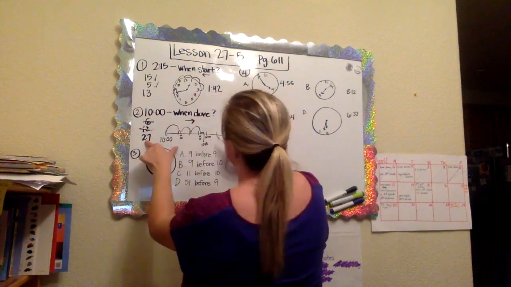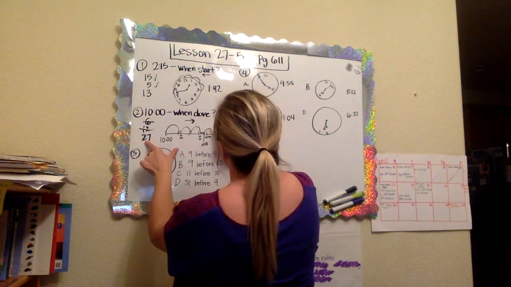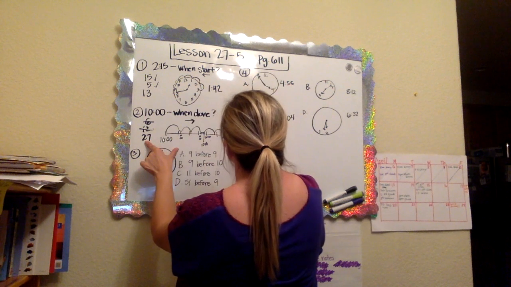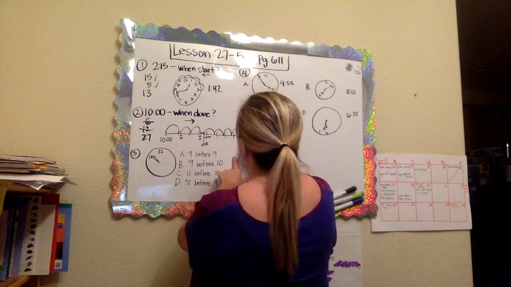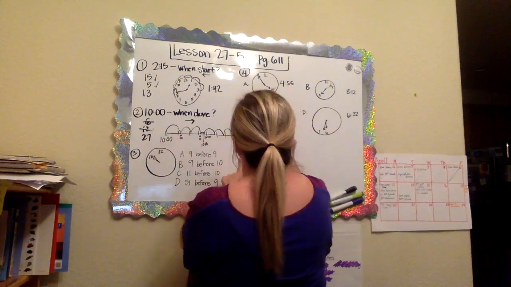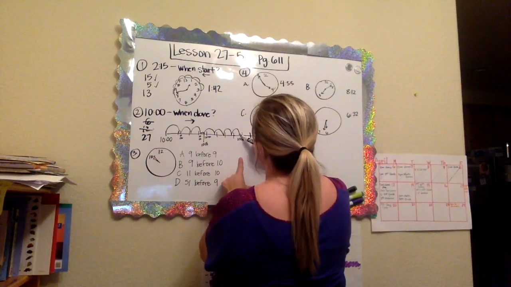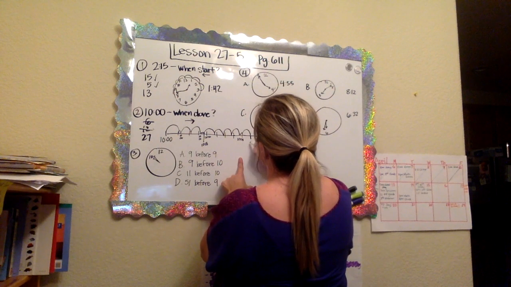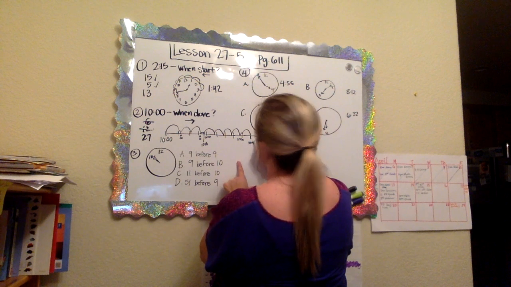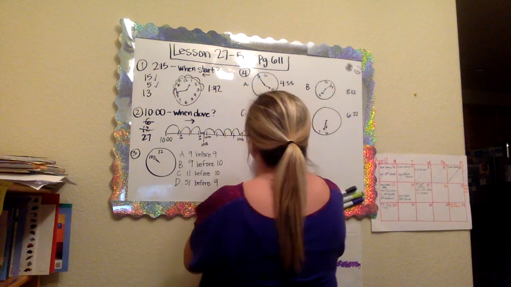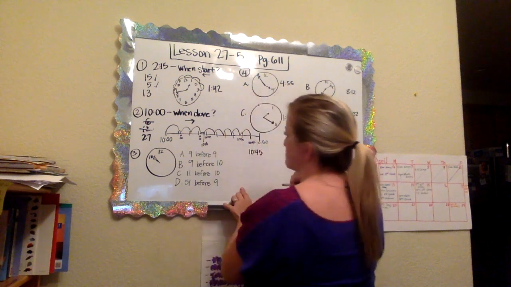Now I'm going to jump 27 minutes. 5, 10, 15, 20. Which is 10:38, and then I have 7 more minutes. 1 and 2 and 5, which is 10:45. So he is done at 10:45.